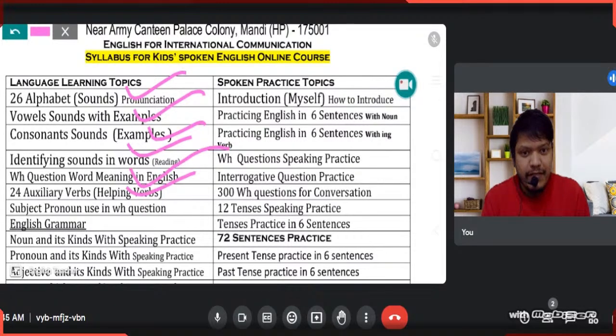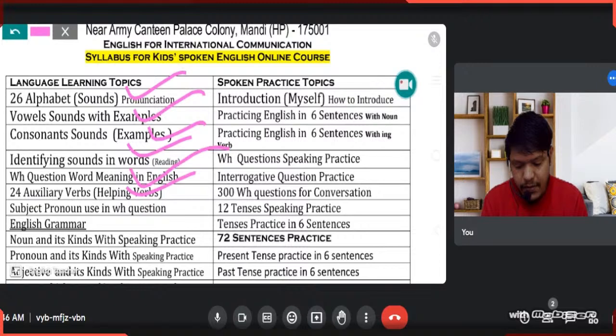24 auxiliary verbs, 12 tenses, and then 8 parts of speech. So now, the 24 auxiliary verbs are: is, am, are, was, were, do, does, did, has, have, had, shall, should, will, would, can, could, may, might, must, ought to, need, dare, used to. Children get the idea of the 24 auxiliary verbs, how they are used in tenses and how sentences can be made.